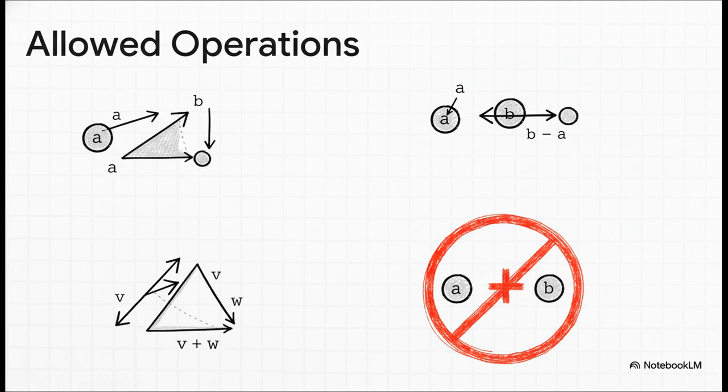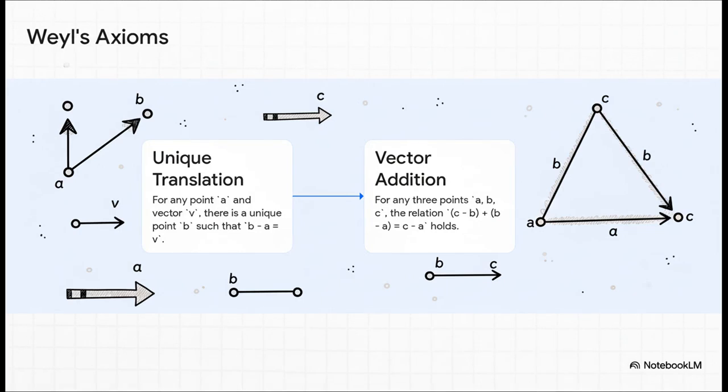You can add a vector to a point to get a new point. That's just a translation. You can subtract one point from another, say B minus A, and the result isn't another point. No, it's the unique displacement vector v that takes you from A to B. And of course, you can do all your normal vector stuff, like adding two vectors. But notice what's missing. You absolutely cannot add two points together. That operation is out.